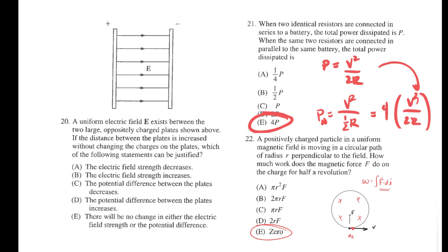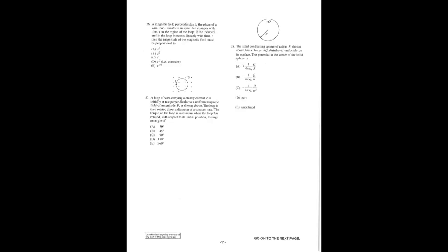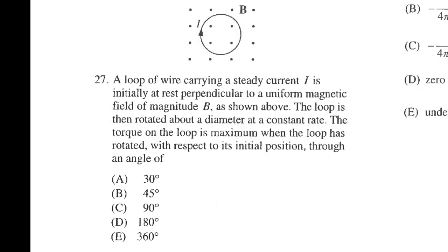Could you do number 34, please? A loop of wire carrying a steady current I, initially at rest, perpendicular to a uniform magnetic field of magnitude B as shown above. The loop is then rotated about a diameter at a constant rate. The torque on the loop is maximum when the loop has rotated with respect to its initial position to an angle of... All right.